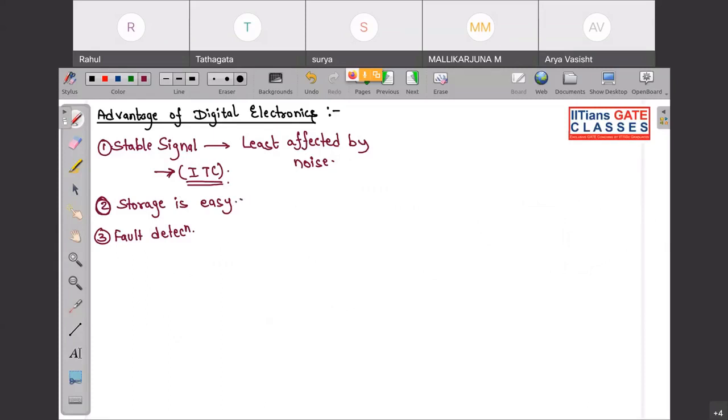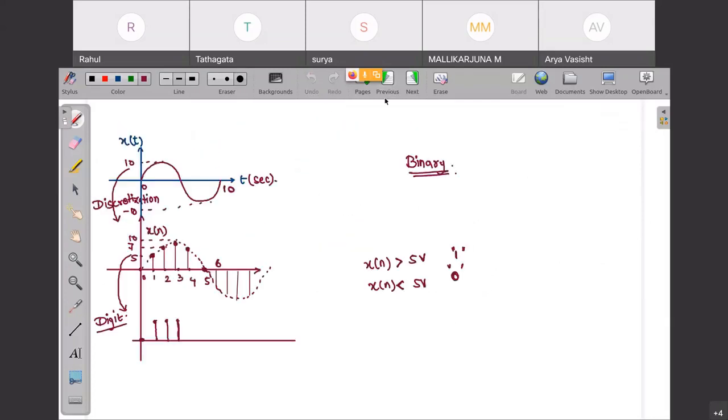So yes, storage is easy. Now why is storage easy? For storing an analog signal, you can see an analog signal is defined at each and every instant of time. So here I need to say from 0 to 10. There will be an infinite number of values between 0 to 1, or even between 0 to 0.5.